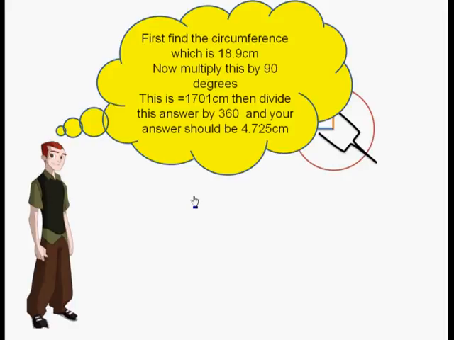So once again, first find the circumference, which is 18.9 centimeter. Now multiply this by 90 degrees, which is the angle given, and this is equal to 1701 centimeter. Then divide this answer, which is the 1701 centimeter, by 360 degrees, and your answer should be 4.725 centimeter. Of course, you could round it off to two decimal places, which would be 4.73.